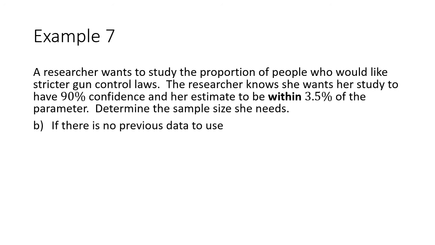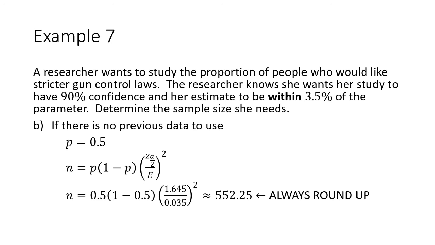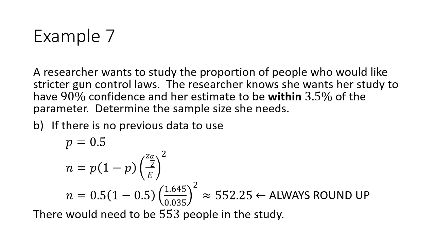Now, what if there was no previous data to use? What if there was no previous parameter for this problem? Well, if there's no previous data, then we just use 0.5. We assume that the proportion is a coin flip. It's that 50-50 chance, so we use 0.5. Same formula, still plug everything in the same way. And in this case, I got 552.25. Again, take your time. Check to make sure you're getting the same numbers as I am. We always round up, so you need 553 people in the study in this case.